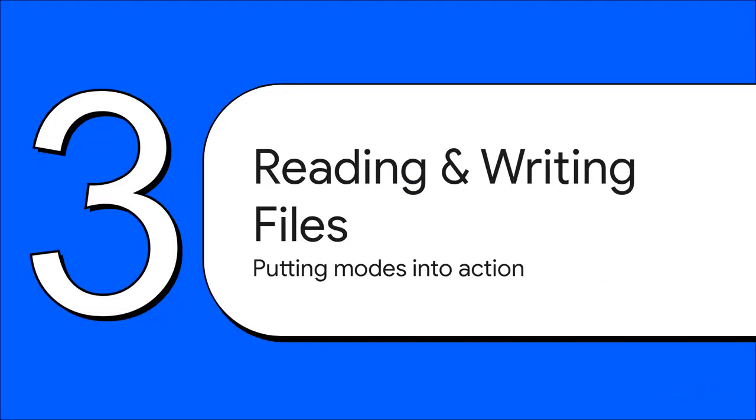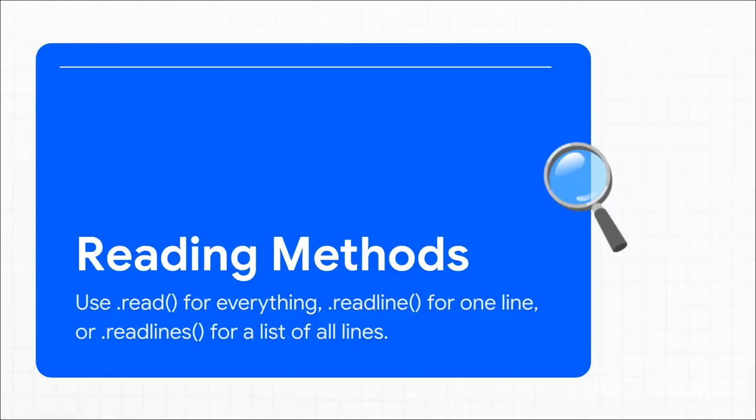All right, so we've got the rules, and we know about the tools, the modes. Let's move on and see how we can actually start getting data in and out of our files. So when you're reading, you've got a few options. You can use .read to just slurp the entire file into one big string. That's great for smaller files. But if you're working with, say, a massive log file, you can be way more efficient with memory and read it piece by piece, using .readline for a single line or .readlines to get a list of all the lines.